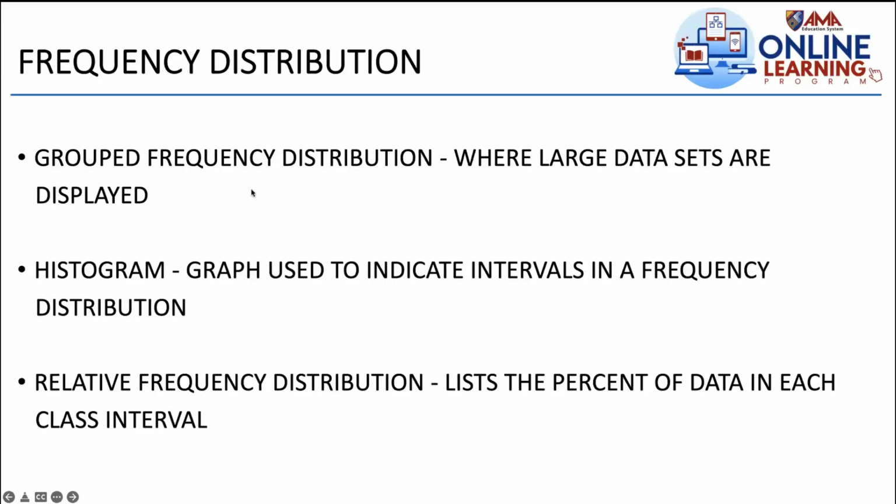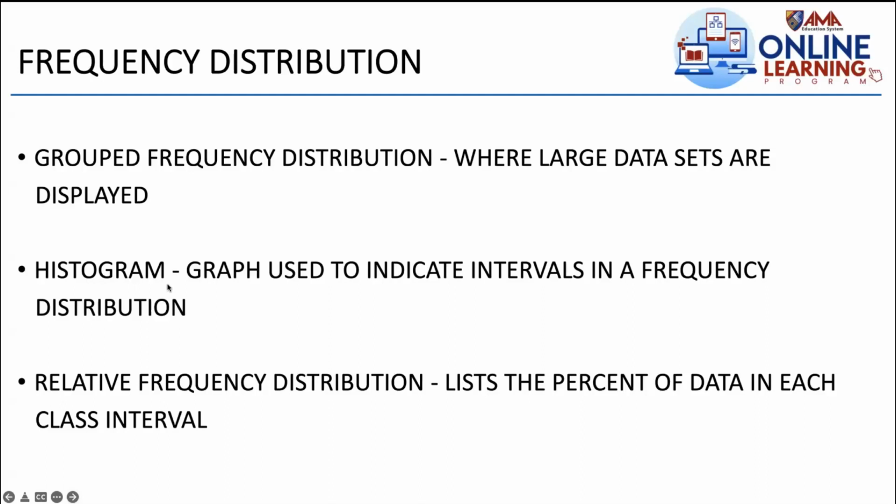So what's the group frequency distribution? Where large data sets are displayed. And then histogram, a graph used to indicate intervals in the frequency distribution. And then there's a relative frequency distribution, which lists the percent of data in each class interval. So these two classes are tables. I'll show you a table for this, and this one is a graph.